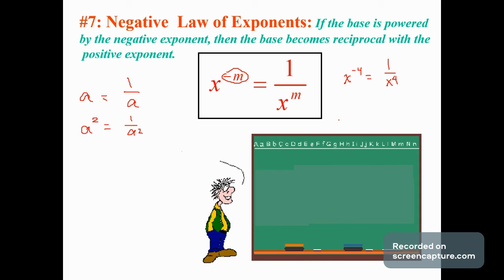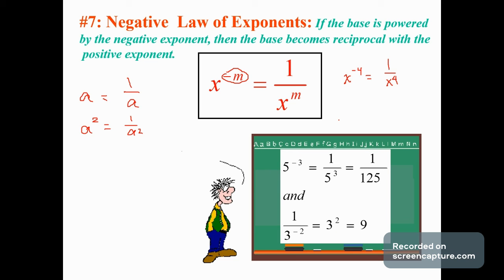Another example is 5 to the power of negative 3, which will be 1 over 5 cubed. On the other hand, if we have 1 over 3 to the power of negative 2, then the reciprocal of 1 over 3 to the negative 2 is 3 squared. That is simply 9. Okay?